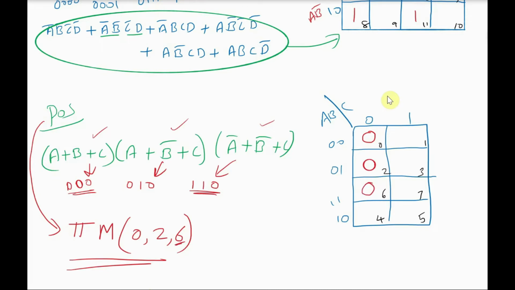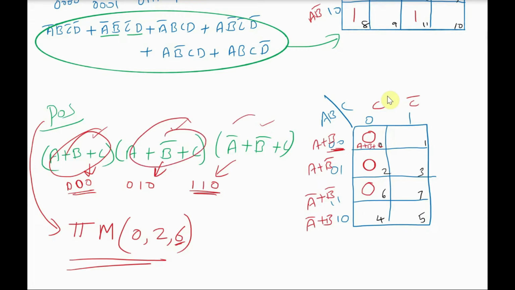This is the same as if we write the values in variables. This is A plus B, this is A plus B bar, this is A bar plus B bar, and this is A bar plus B. This is C, C bar. So this cell is A plus B plus C. This is this one, the second one is this and the third one is this. This is how we map a POS expression to a kmap.